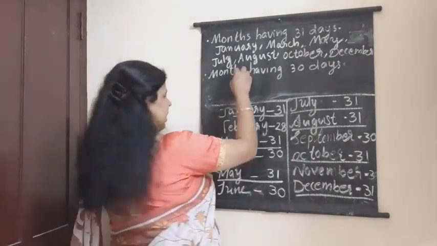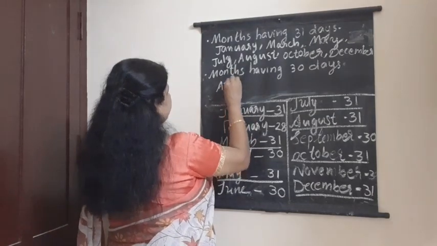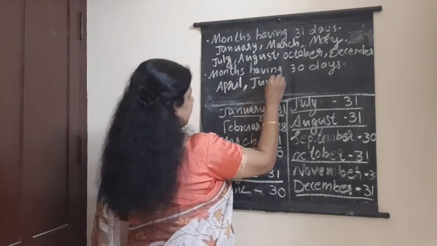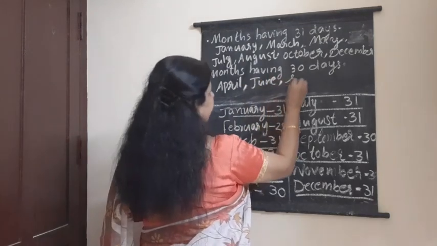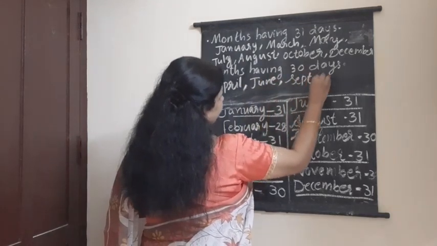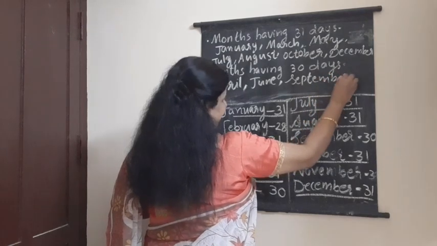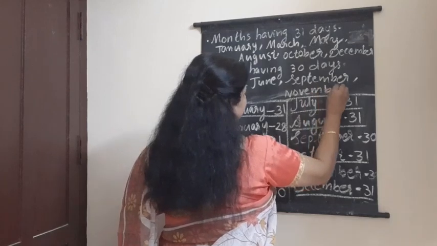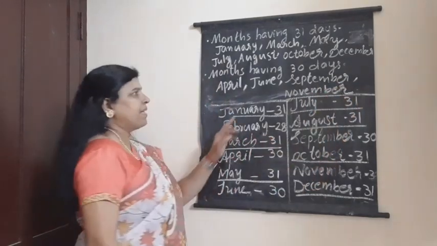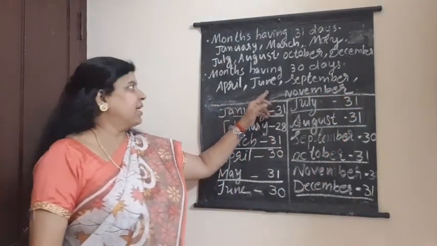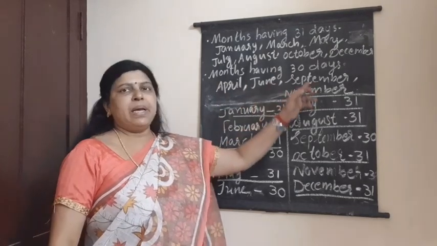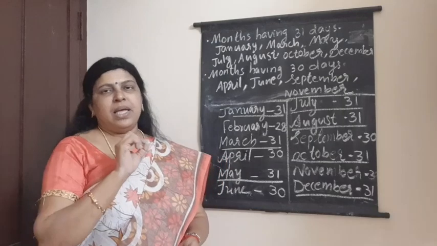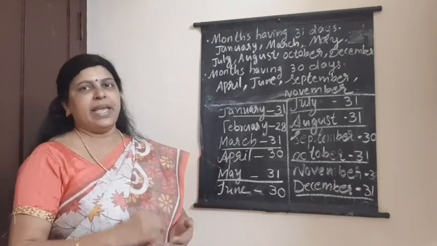We can write here, April, June, September, November. So only 4 months have 30 days. April, June, September, November. These 4 months have 30 days.